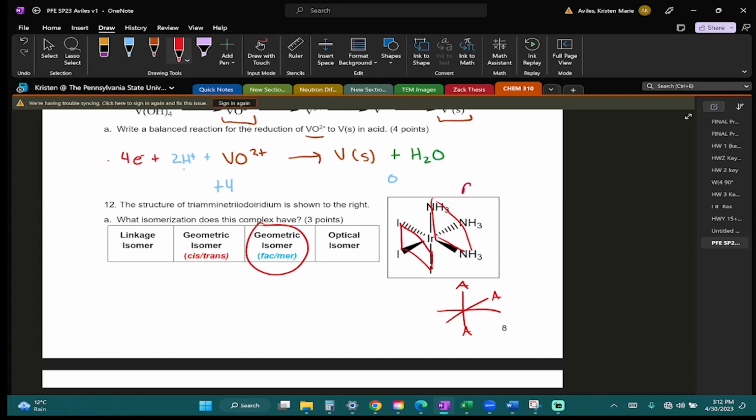So yeah, this is fac. Down here is mer. I think of fac because it makes a triangle face when you look at it in the corner. Mer makes almost a plane if I connect all my ligands. Any questions on that? Cool.